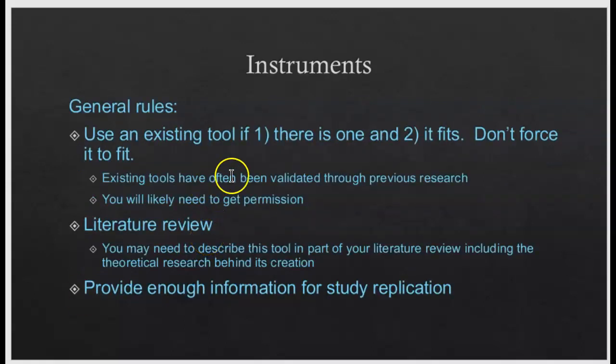General rules: if there's an existing tool, use it, if it fits. Don't force it to fit. You may be able to alter it slightly to make it fit your survey group better. Just remember that existing tools have been validated through previous research, and by altering them too much, you're invalidating that testing. You also want to make sure that, in your literature review, you understand the tool, where it came from, and how it works. That way, you can make sure that it is the tool you need to use for your quantitative data collection.